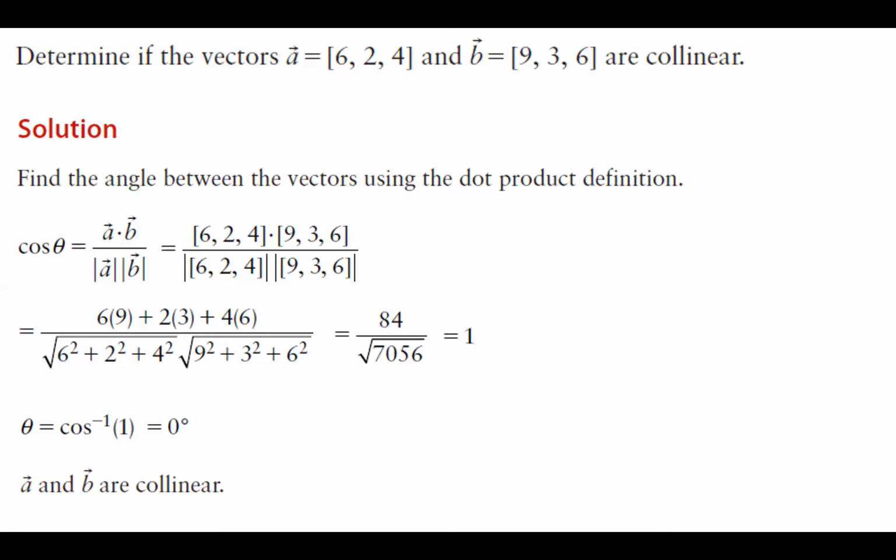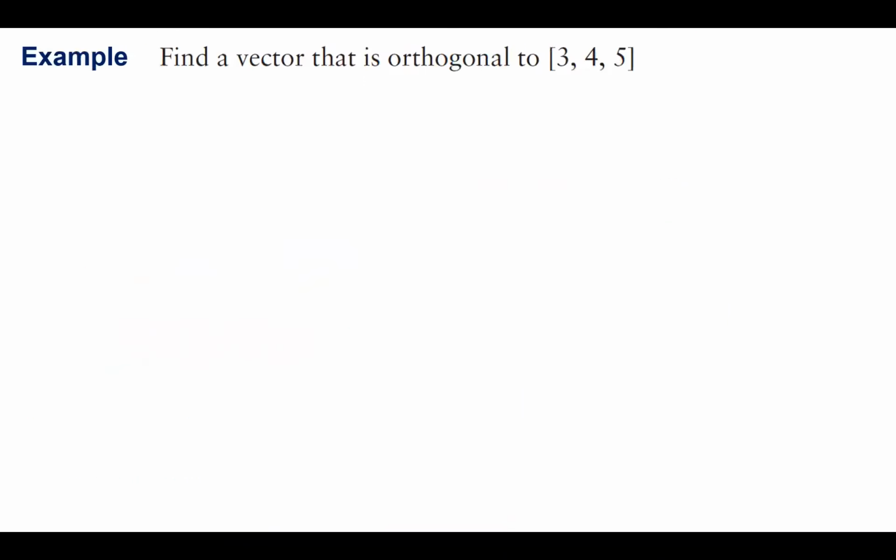Okay, any questions? You can choose either method you like, okay? Any questions? Okay, if no questions, let's consider another example. Find a vector that is orthogonal to this vector, 3, 4, 5. Okay, again, I'll give you 5 minutes to have a look at this question.